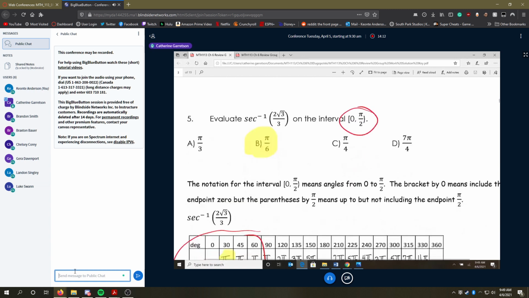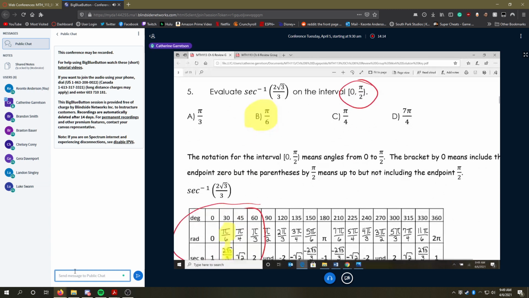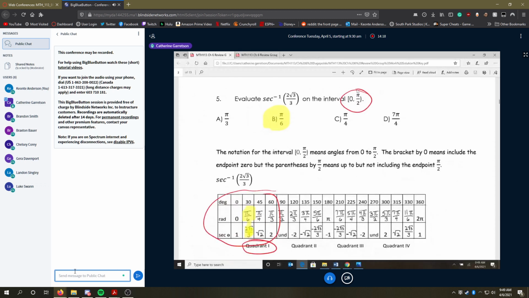So if I were to look at the trig table, I'm only going to look in quadrant 1 because they restricted the interval. I'm going to look only on the row for secant, look for that value, and then specify the angle, and it would be pi over 6. Okay. So even though there are other possibilities, we're going to go strictly by the interval that they say.